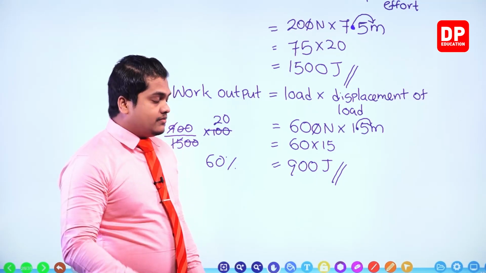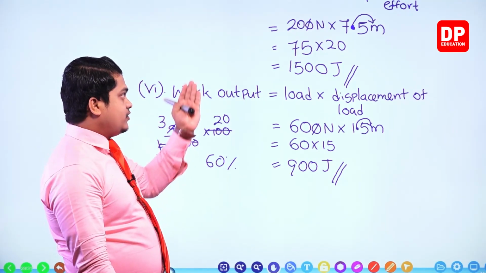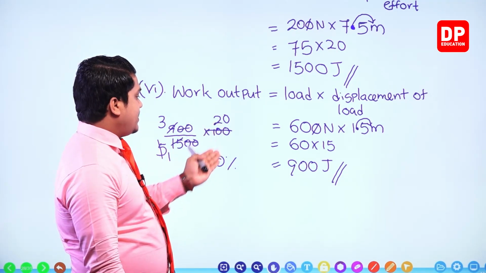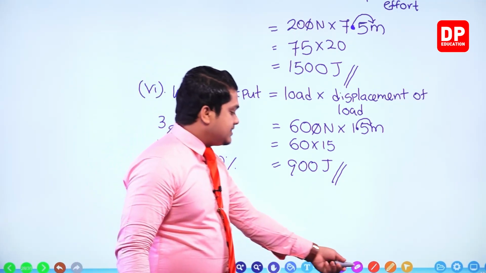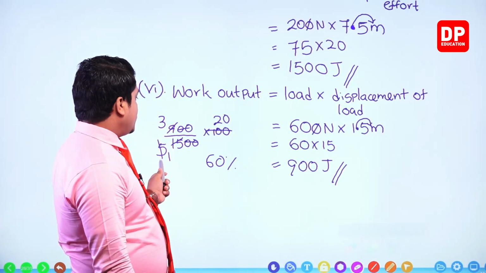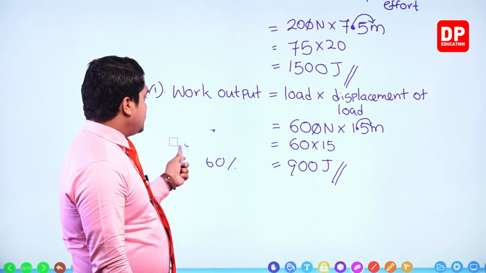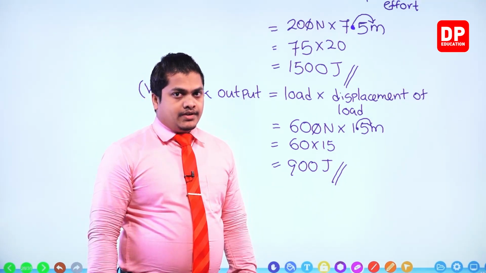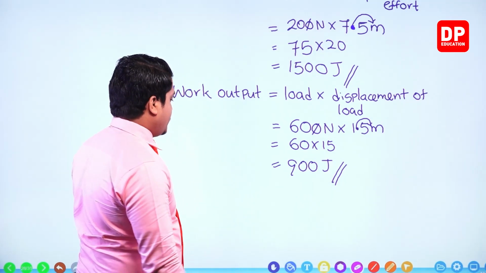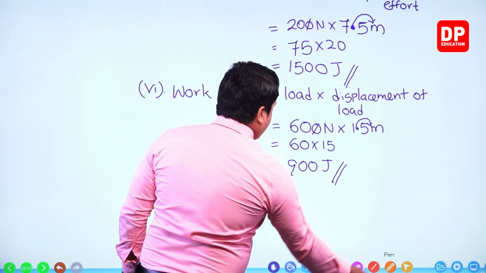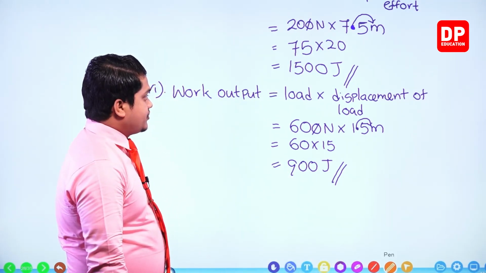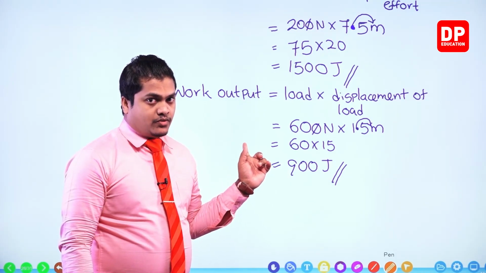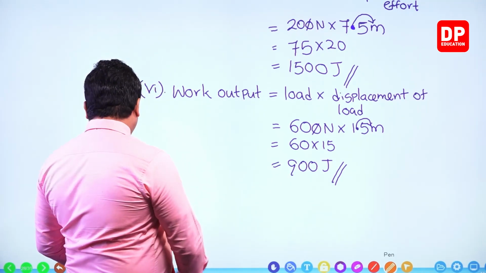To be sure, I have calculated the efficiency by using these two. So 900 over 1500 multiplied by 100. The answer is exactly 60, which means, my dear children, according to the question, our answer is correct. Right? So we have discussed all the questions given under the main question. Okay. Now let's move on to see the next one.